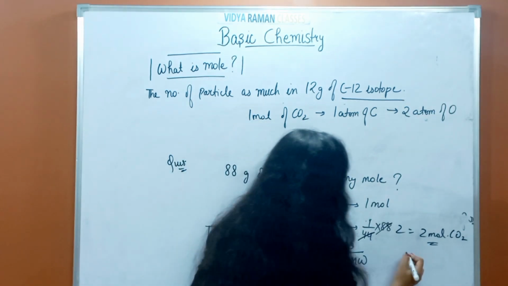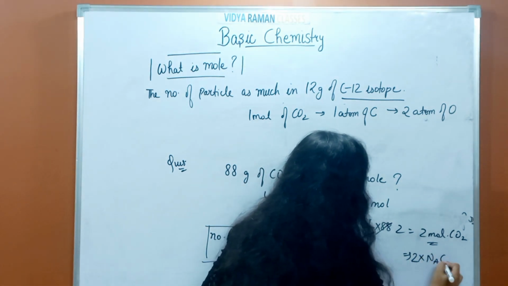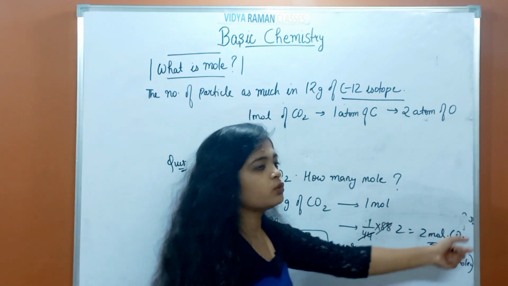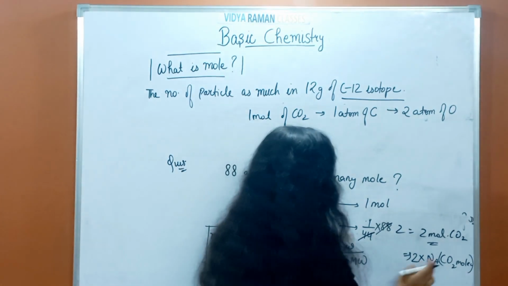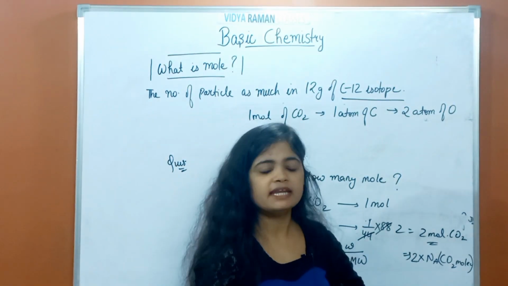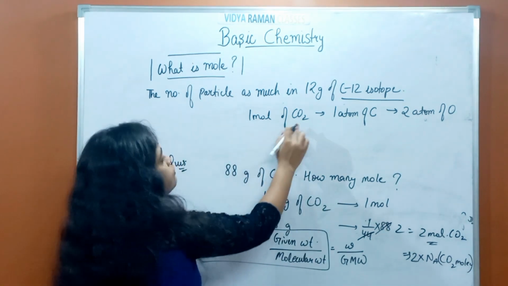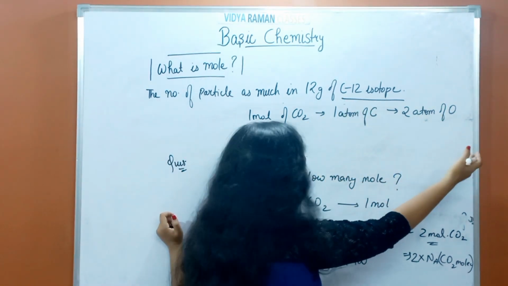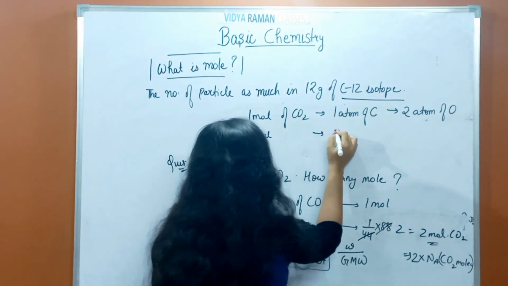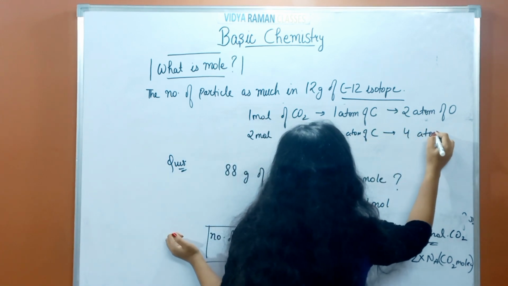One more thing, that 2 mole CO2 can also be written as 2 into Avogadro number of CO2 molecules. Am I right? 2 into Avogadro number of CO2 molecules, because 1 mole contains Na, so 2 mole will contain 2 Na. Na here represents again 6.022 into 10 to the power 23. So now 1 mole of CO2 is containing 1 atom of carbon and 2 atom of oxygen. So it means that if I am talking about 2 mole, it will contain 2 atom of carbon and 4 atom of oxygen.